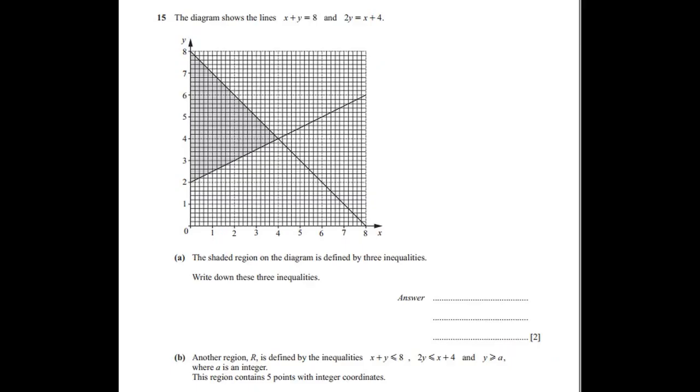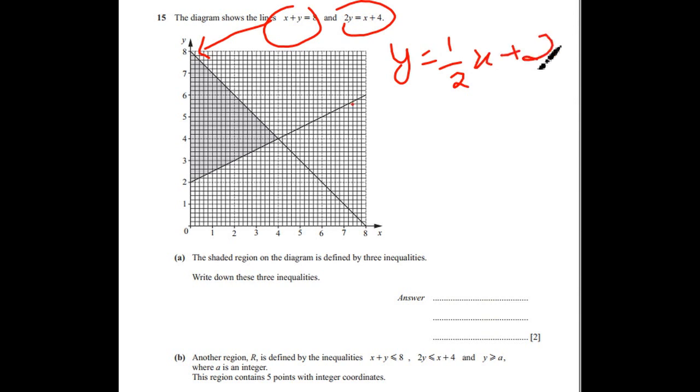Question 15, part A. The diagram shows the lines x plus y equals 8. So this is this line because its y-intercept is 8, which we can clearly see, and the line 2y equals x plus 4. The y-intercept for this line will be half x plus 2, so 2. So this is this line. Okay. So first we needed to identify which line belongs to which equation. We've done that.